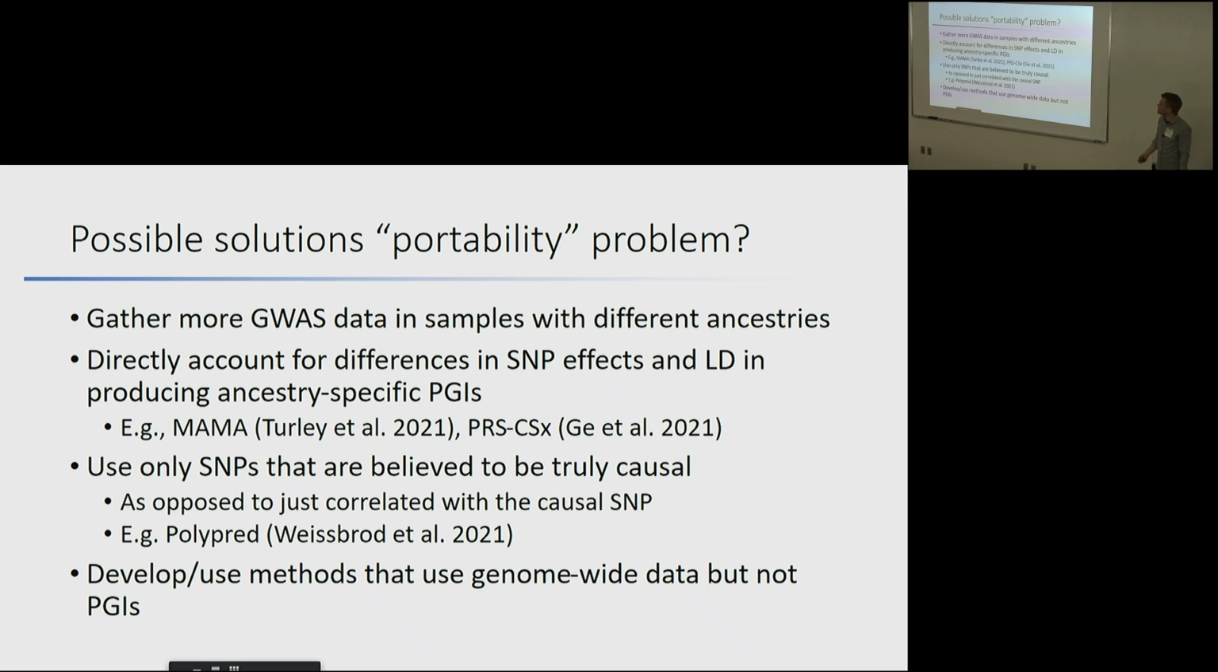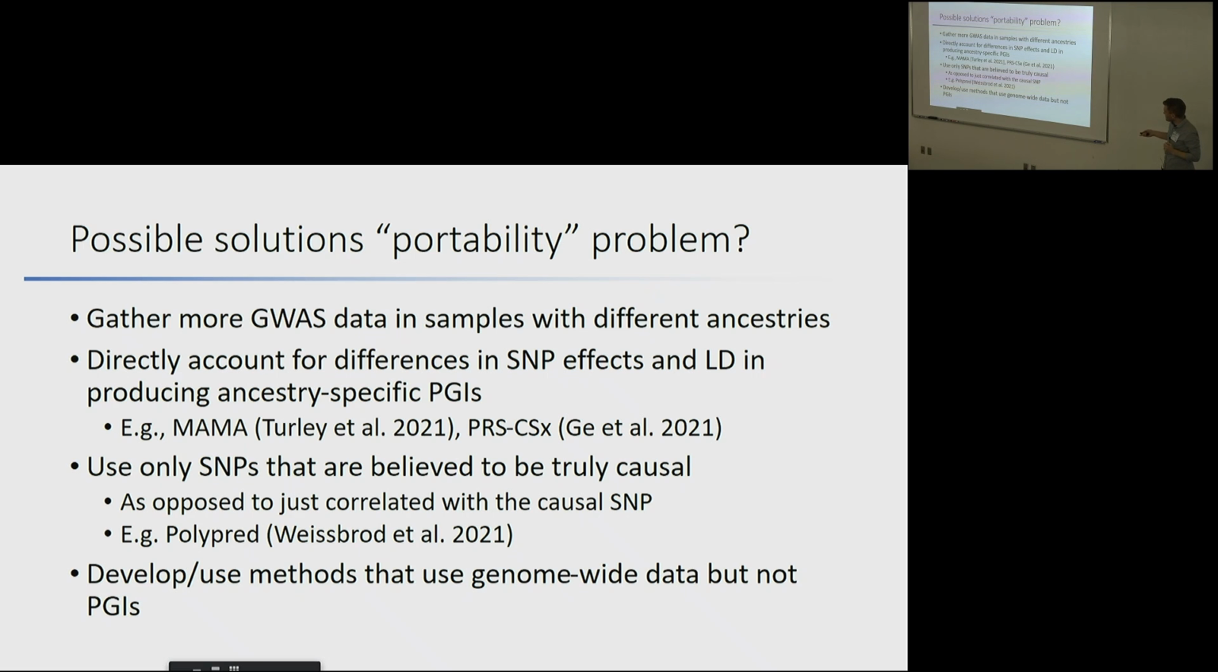So what can we do? We just need more data, and this is something that's underway. We need more data in non-European ancestry samples because that will increase the predictive power in those other groups. There are methods being worked on that directly account for the differences in LD, which is the correlation structure, and the SNP effects. So there's MAMA, which is something I'm doing, or PUMAS-X, which creates polygenic scores that use the European ancestry data to say, how predictive can we maximally get in some other population?